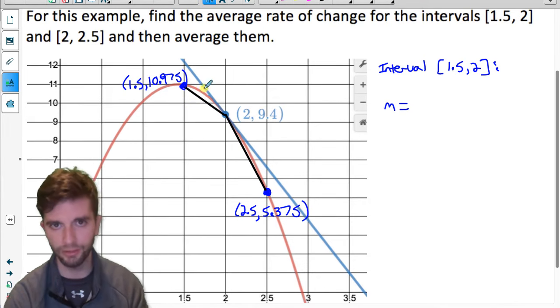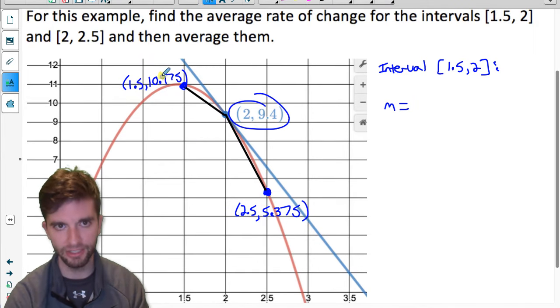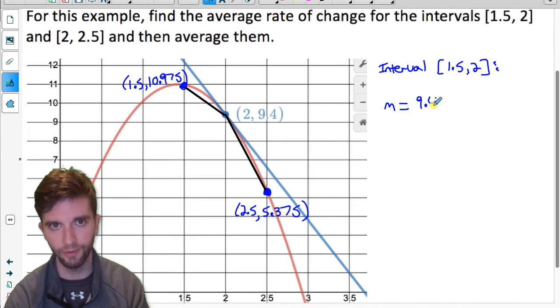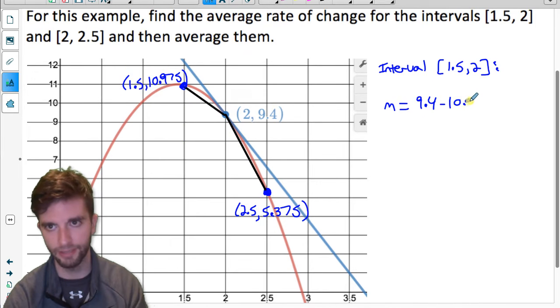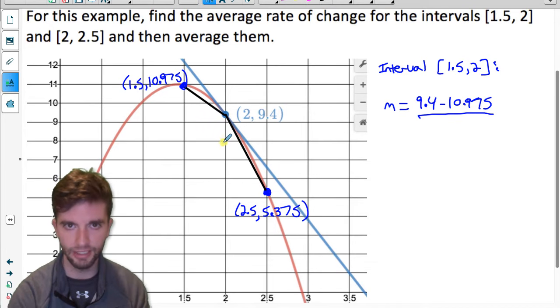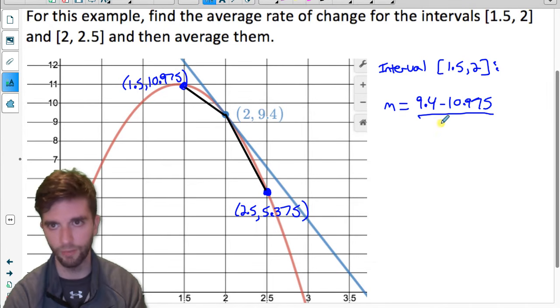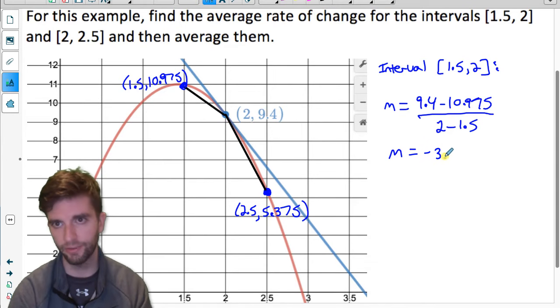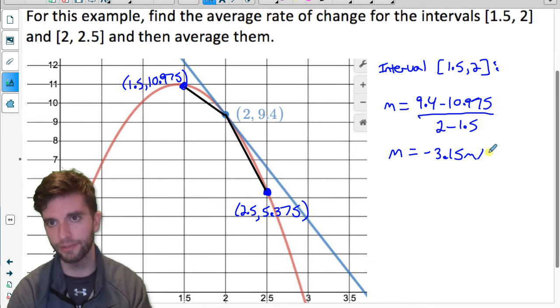So the slope would be equal to the change in height over the change in time. And I'll consider that my second point and that my first point. So I would do 9.4 minus 10.975 divided by the change in my times, so 2 minus 1.5. And I get an average rate of change between those 2 points of negative 3.15 meters per second.